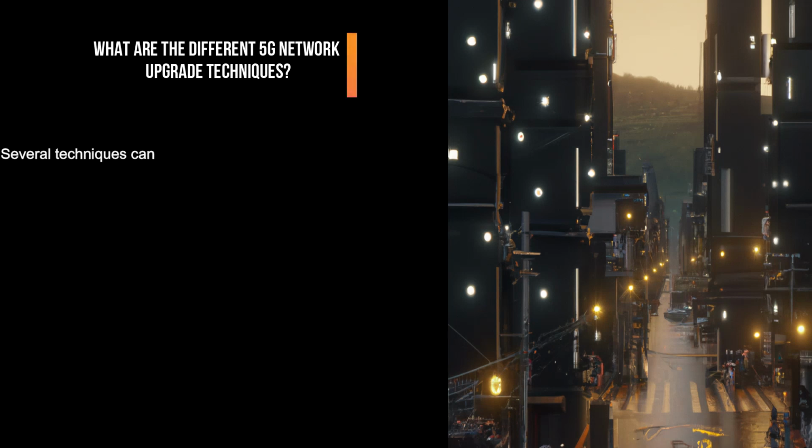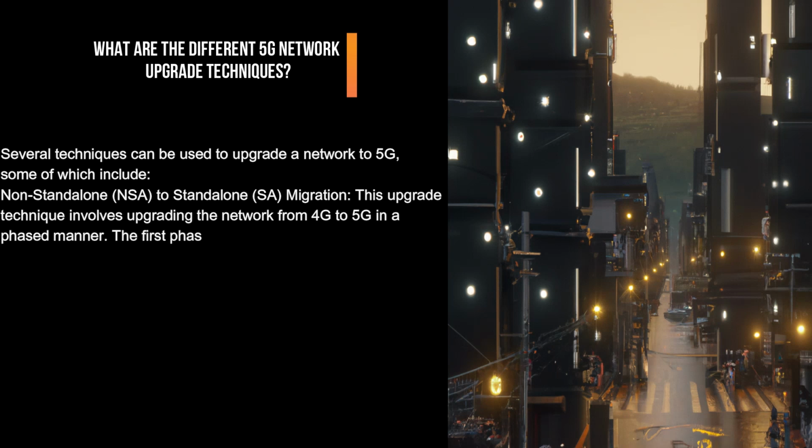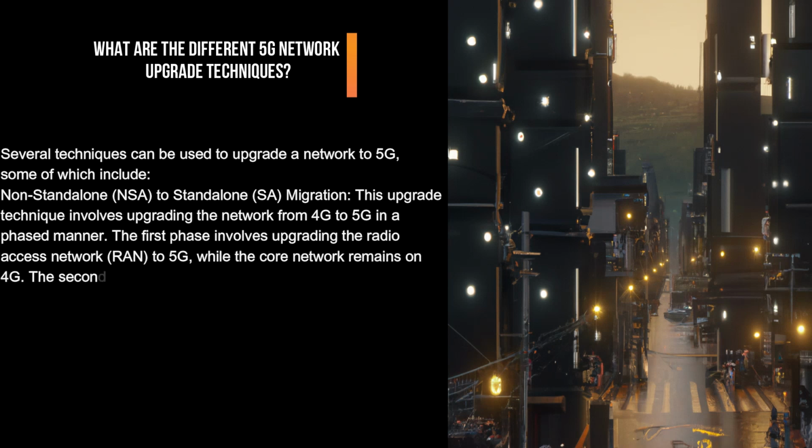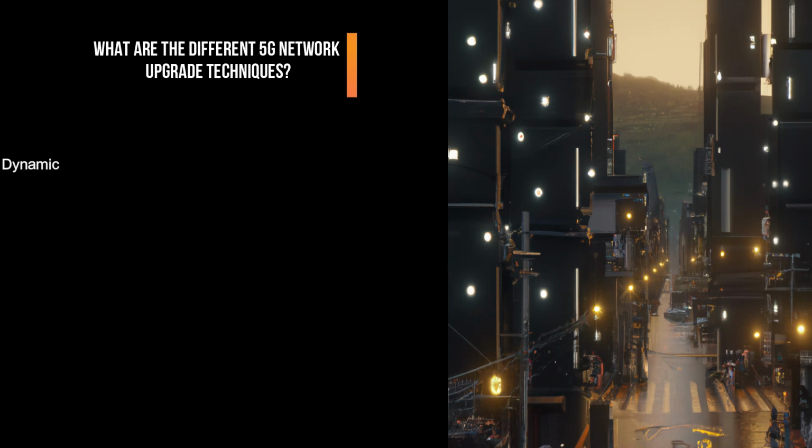Several techniques can be used to upgrade a network to 5G, some of which include non-standalone (NSA) to standalone (SA) migration. This upgrade technique involves upgrading the network from 4G to 5G in a phased manner. The first phase involves upgrading the radio access network (RAN) to 5G, while the core network remains on 4G. The second phase involves upgrading the core network to 5G, making it a fully standalone 5G network.